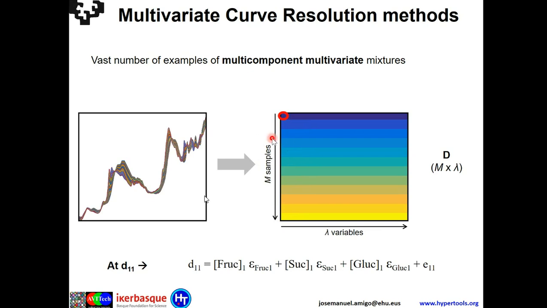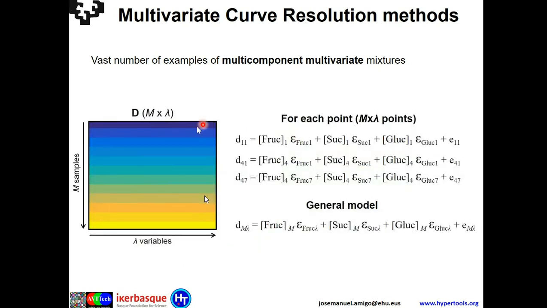I will go fast into this one. For each point in our data matrix, where we have the measurements, the samples, here, and the variables here, as usual, for each measurement in each variable we can postulate that the signal is the addition of the signals of the components. The signal of each component is characterized by a constant times the concentration.